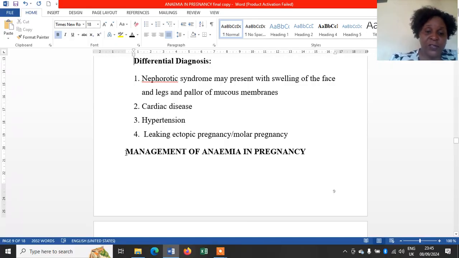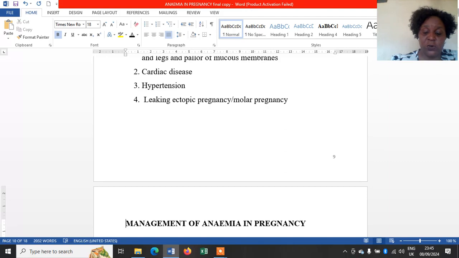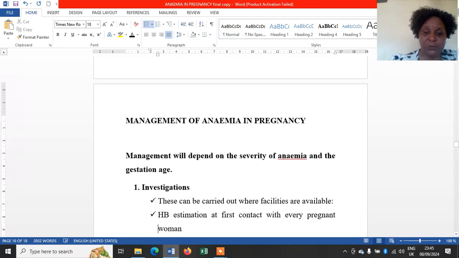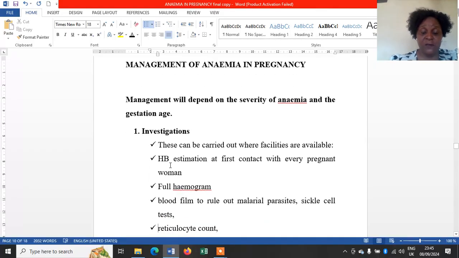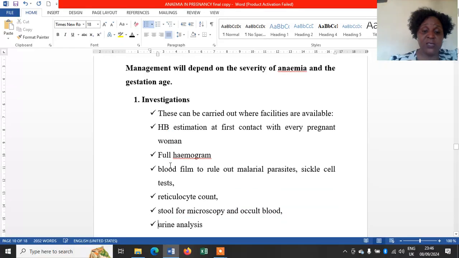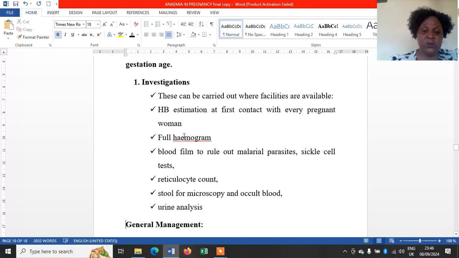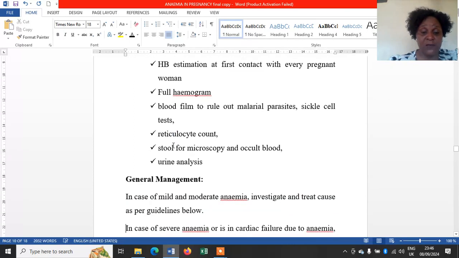Now, after assessment and classification, let us look at the management. Here management will depend on the severity of the anemia and also the gestation age of the mother. We have talked of investigations, and our first point in management will be history taking. Second is examination, and then investigations. Under investigations, there are a lot of tests we can do to rule out the kind of anemia this mother is having.